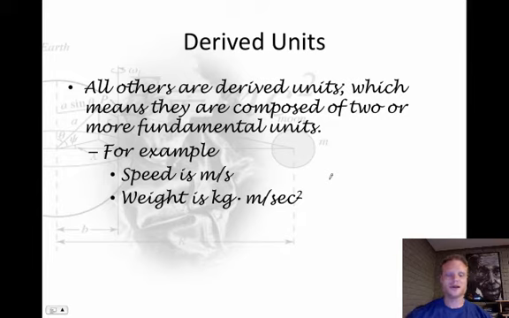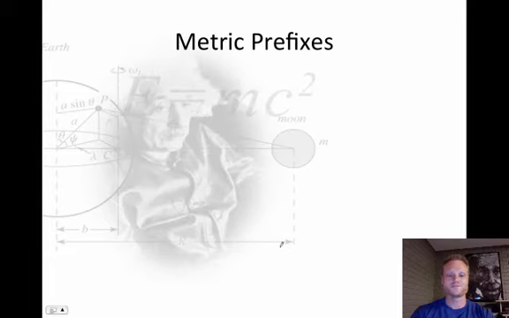Okay, so you can see in these items, such as speed and weight, you have fundamental units, but they're in combination with another fundamental unit. It's not just meters or kilograms or seconds. It's a combination of those. So that's what a derived unit is, basically it's composed of 2 or more of the fundamental units.